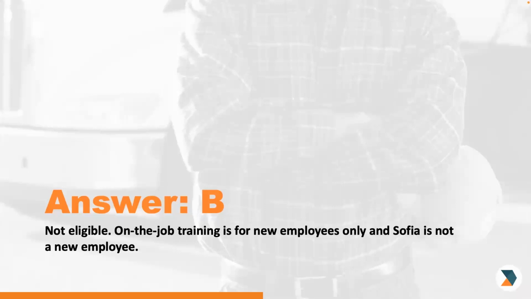If you answered B, you are correct. OJT is for new employees only, and Sophia is not a new employee. She has been working for Coca-Cola for the past 5 years.